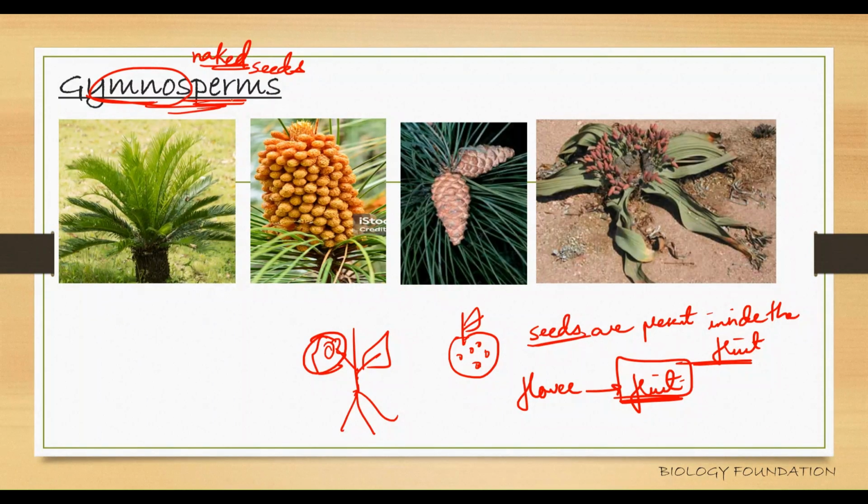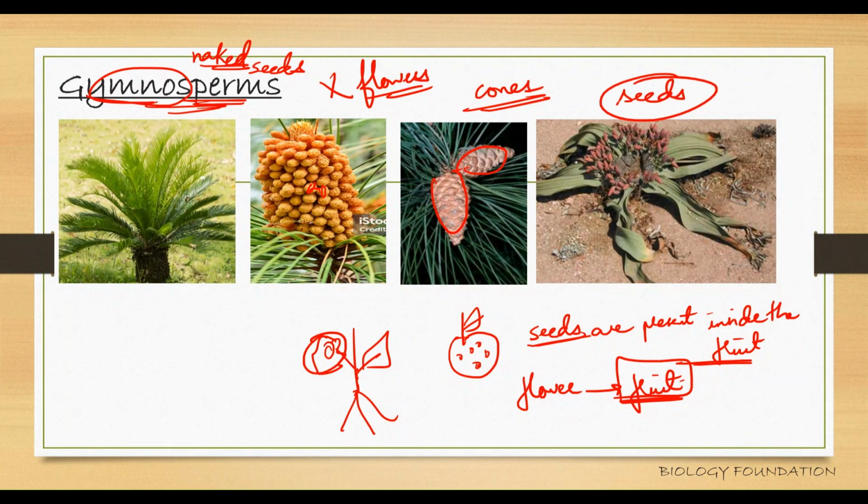But in gymnosperms, flowers are not produced, yet they are called flowering plants. Why are gymnosperms called flowering plants? Instead of flowers they produce cones. Can you see here? Innumerable cones are produced, and the seeds are not present inside a fruit or inside the cones. They are exposed outside, hence they are said to be naked seeded plants.